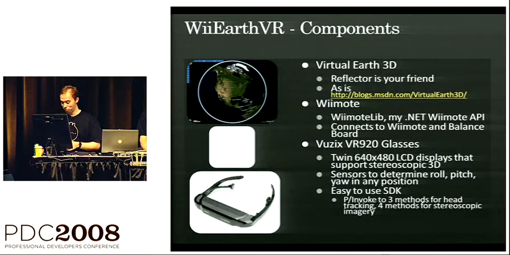And these are Vuzix VR 920 glasses. These have twin 640 by 480 LCD screens. There's two accelerometers to determine pitch and roll, and a compass sensor to determine yaw. So we can actually do full 3 degrees of freedom head tracking. And it also has an API which allows you to do stereoscopic images, so you can actually render separate frames to the left and right eye.